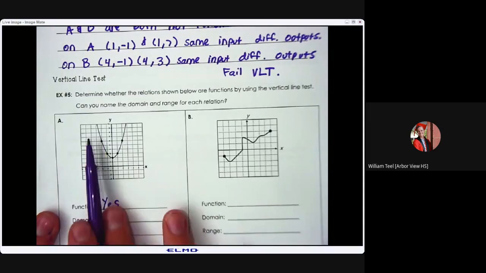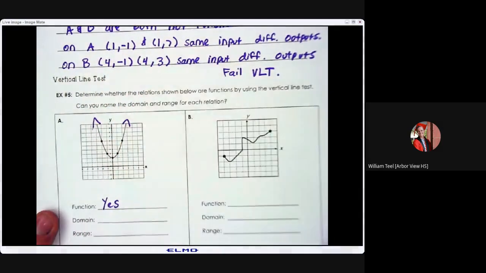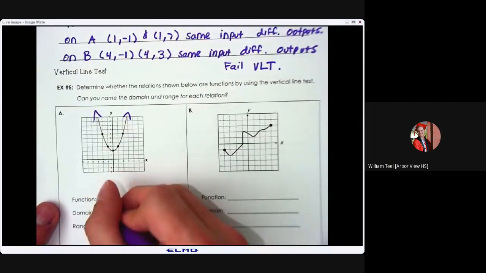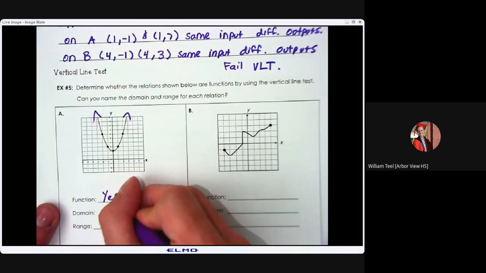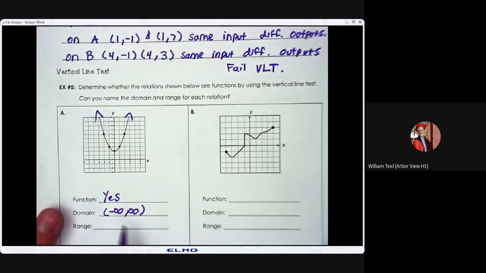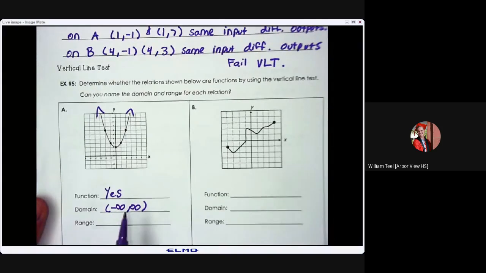The domain of a parabola, keep in mind, this is going up forever to the left and forever to the right. So that means the domain is going to be all real numbers. And like I said before, I represent all real numbers by saying -infinity to +infinity. Okay. Again, I'm including parentheses around those because I don't have a concrete idea of what infinity is. So I'm just going to put parentheses instead of brackets.